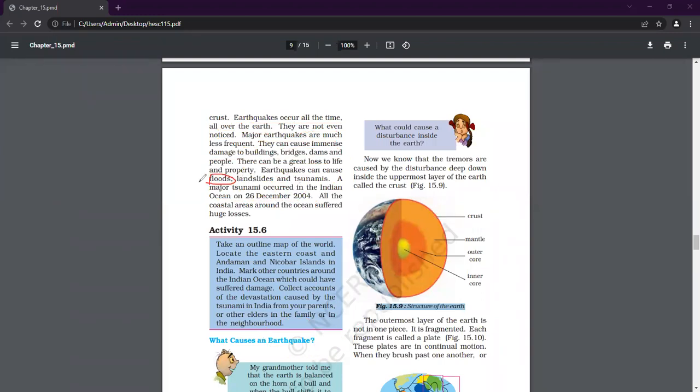Now, how does the earthquake result in the formation of floods? If a tsunami is there, it will eventually result in the formation of flood. All the water from the sea will be on the surface of the earth. It will result in the formation of flood, and sometimes the earthquake also results in landslides. I hope you have seen landslides.